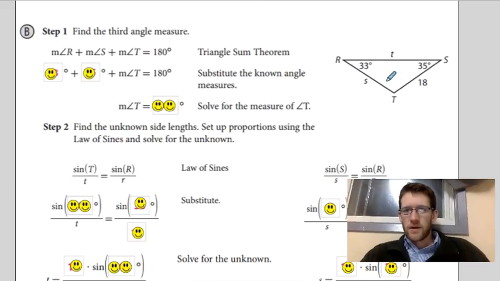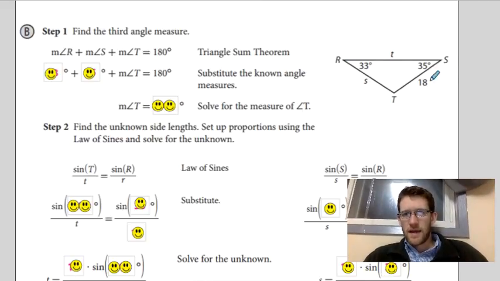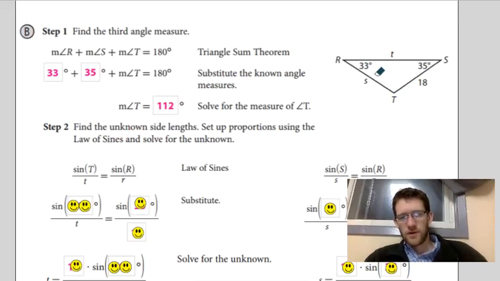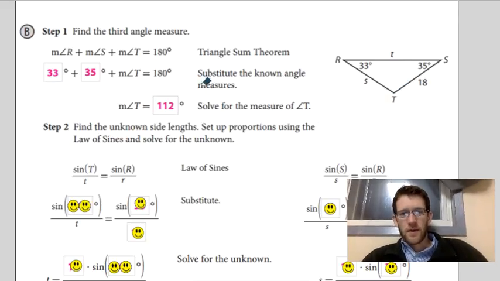So here's our triangle. We have triangle RST. We know angle R is 33. We know angle S is 35. And we know side R is 18. That's all the information we're given. So first things first, we can figure out what angle T is pretty well, right? At this point, this should be pretty routine. Just as soon as you see a triangle with two known angles, just figure out the third one, because you can, because it may make your life easy.